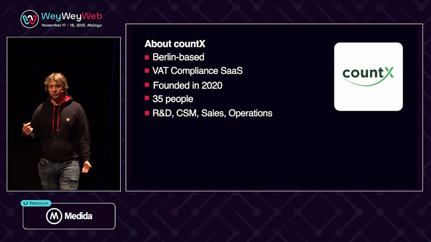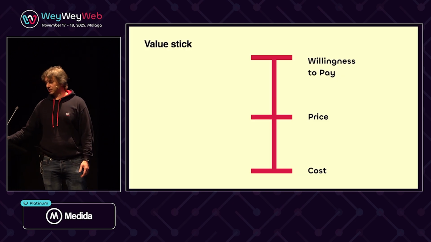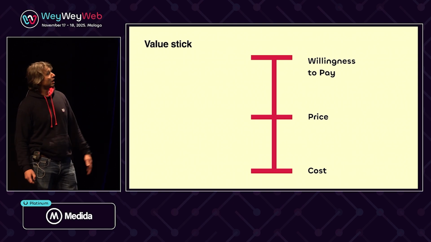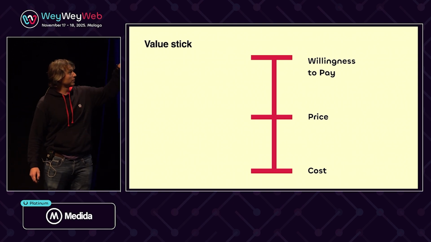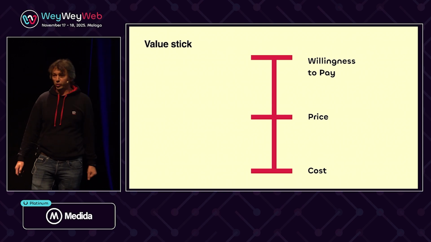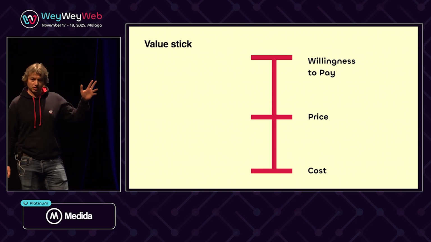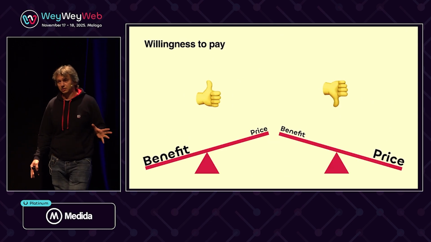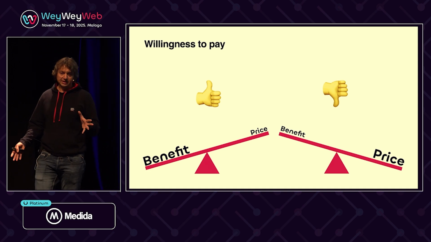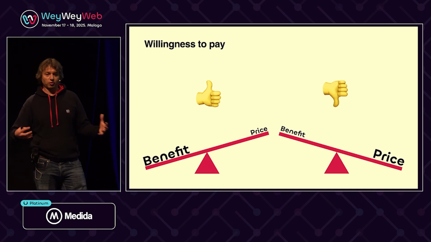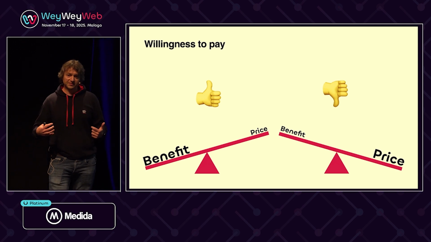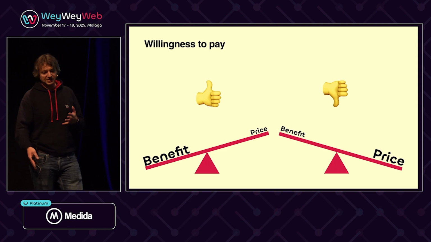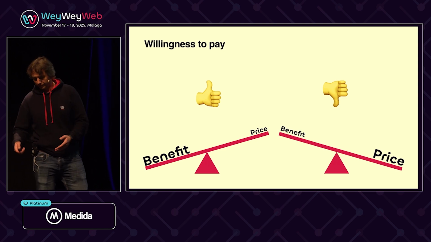And to answer this question, economists offer this model, which is called the value stick, and it's basically defined by 3 points. At the bottom is cost, in the middle is price, and at the top is willingness to pay. The price and cost are quite straightforward, while the willingness to pay is more subtle and is hard to measure. But basically, it means the benefit that customers expect to get from the product. And if this perceived benefit is greater than price, then the customer will buy the product. But if it's less than price, then they will walk away.